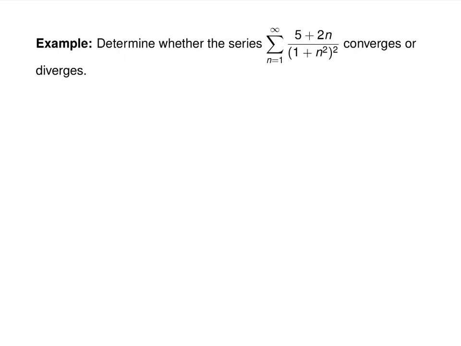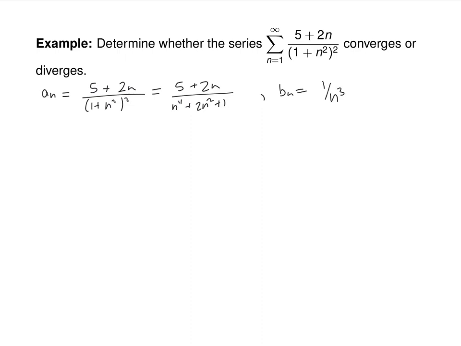I think here establishing an inequality probably would be pretty tricky. So let's try the limit comparison test. We'll let the an's be 5 plus 2n over 1 plus n squared squared. I think it'd be best to expand that out. So think about that as 5 plus 2n over n to the 4th plus 2n squared plus 1. And let's define our bn's. The highest power in the numerator is 1. Denominator is n to the 4th. Let's compare to 1 over n cubed. So that tells us we're probably going to have convergence.